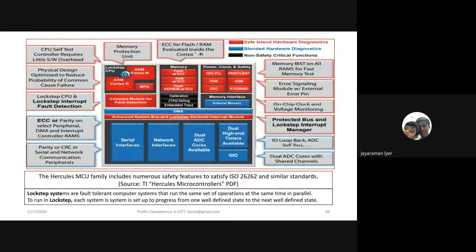This is the processor Hercules. When I saw this processor, I was wondering how many people will understand what this is all about, because I'm supposed to be reasonably good in CPUs. I have a lot of difficulty. Look at it. Lockstep CPU.